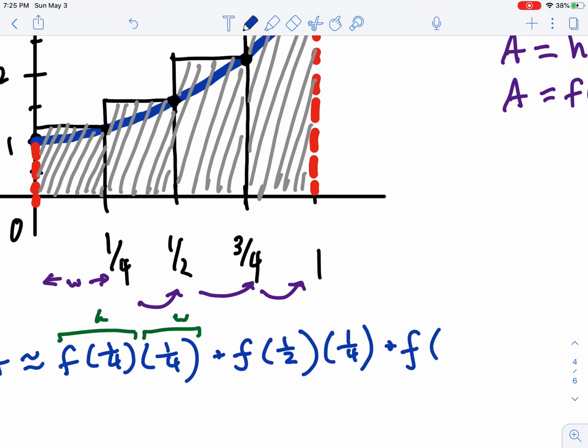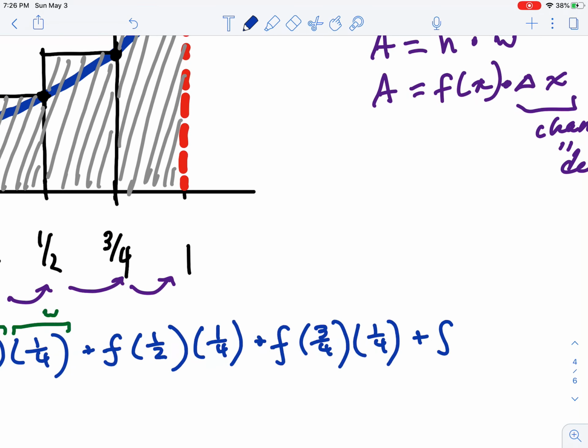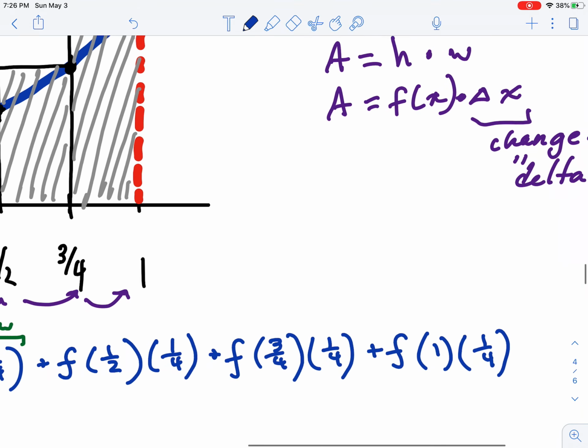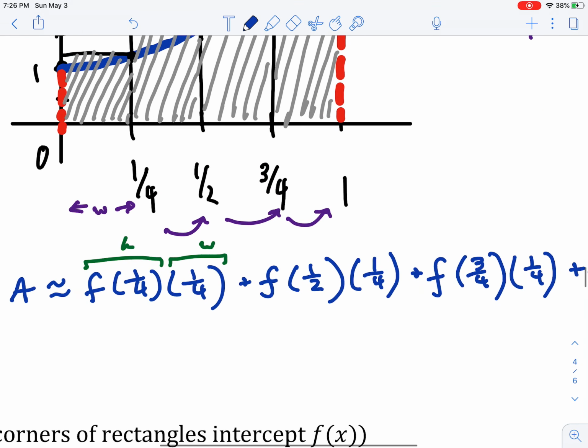And we're going to continue this. So now we've got f of 3/4 times 1/4, and then plus f of 1 times, again, 1/4, right? So we're just repeating all that we just did up here. We're just repeating it for every single one of my rectangles. So we're actually going to evaluate now. So let's see what we found.